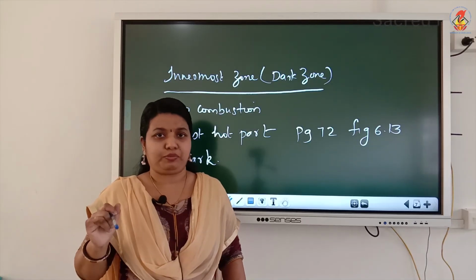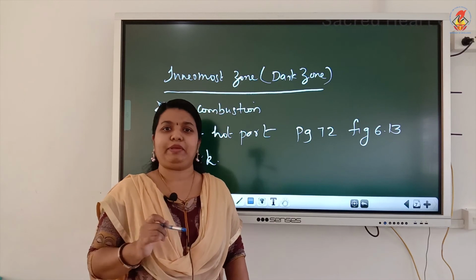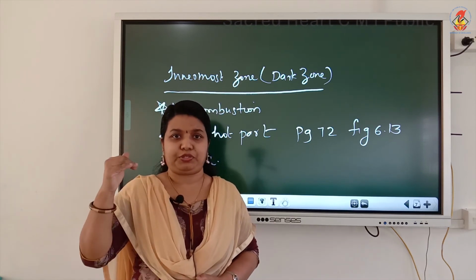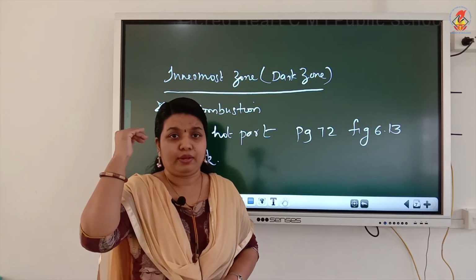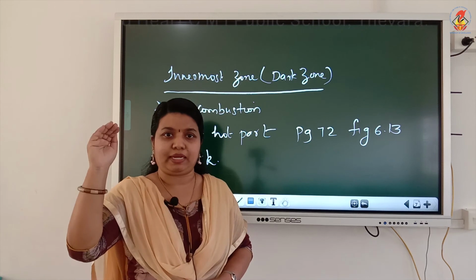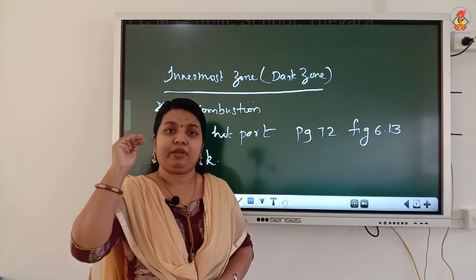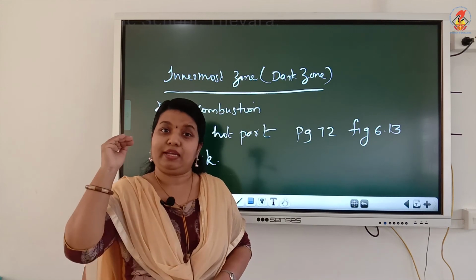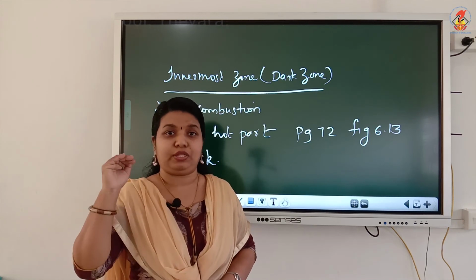Correct labeling should be there. With the help of a diagram, explain the different zones of a candle flame. Diagram should be there, explanation should be there. The three zones are: the non-luminous zone, the blue zone, the outermost zone. Complete combustion is taking place there. Excess oxygen is there. So, complete combustion, blue in color, it is the hottest part, and no residue or soot.